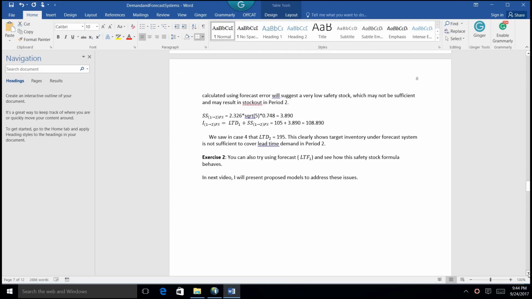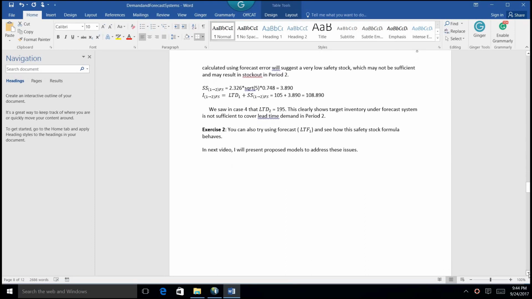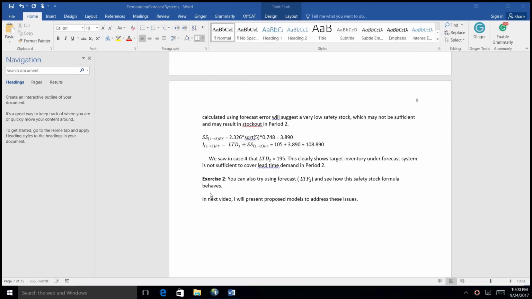Okay, exercise number 2. You can also try using forecast LTF1, meaning instead of lead time demand, try using lead time forecast for period 1, and see what difference you feel, and how good or how bad the safety stock formula behaves. You do your work and see what your finding is, and I will show you my finding as well. So this ends today's session.